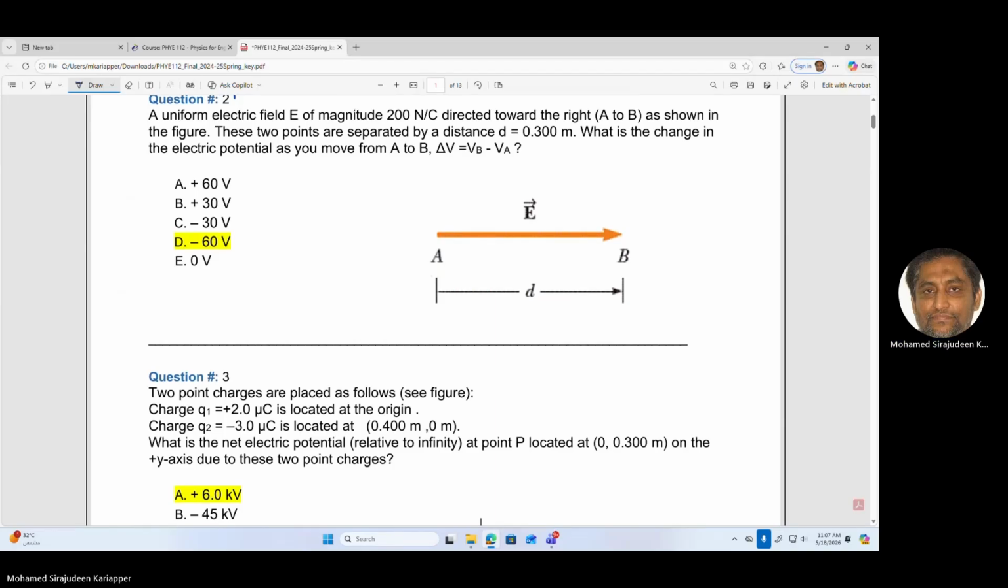Question number 2. The uniform electric field E of magnitude 200 Newton per Coulomb is directed toward the right, A to B, as shown in the figure. These 2 points are separated by a distance of 0.3 meters. What is the change in the electric potential as we move from A to B? Now, we have an equation for a uniform electric field, only for uniform. This is a uniform electric field. We have the equation, it is in the formula sheet, which relates the potential to the electric field and the displacement, which is this.